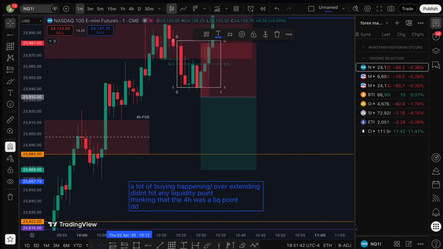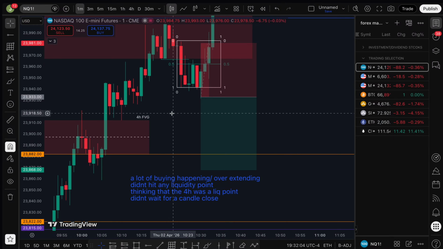Didn't wait for a candle closure. I thought you spelled closure... that's definitely not how you spell closure. I'm just going to put close. Didn't wait for a candle close. So I didn't wait for a candle close, and that's why I do.